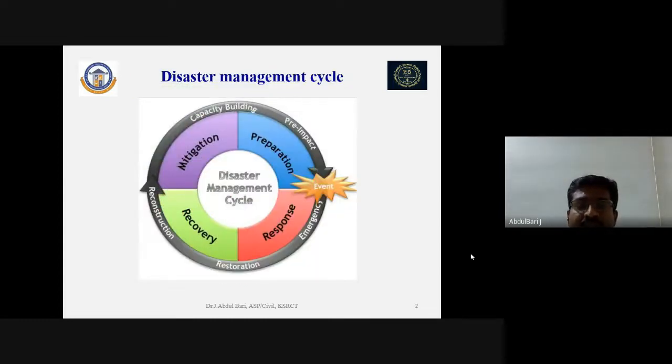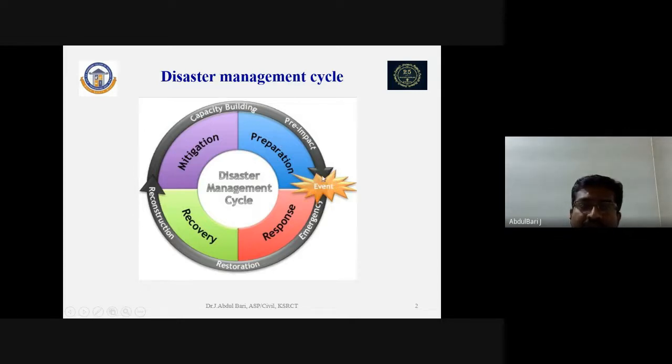So this is the disaster management cycle. As I already said, the disaster management cycle comprises the preparedness phase, mitigation phase, response phase, as well as the recovery phase. That is, three phases are mainly important in these cases: preparedness phase, mitigation phase, and post disaster phase. You can see here, this is the event which has occurred. The event is nothing but the disaster that has occurred.